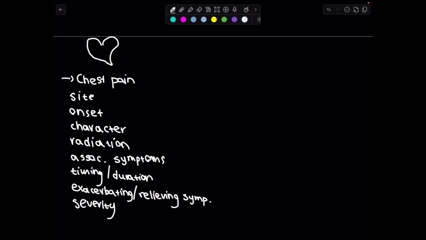Okay. Following the Socrates acronym, let's say we have chest pain. Tell us what we would be expecting regarding site, onset, character, etc.